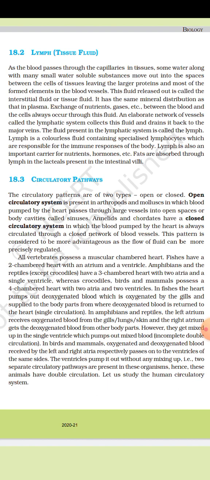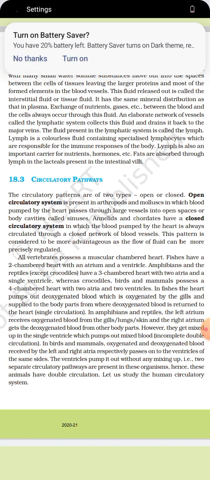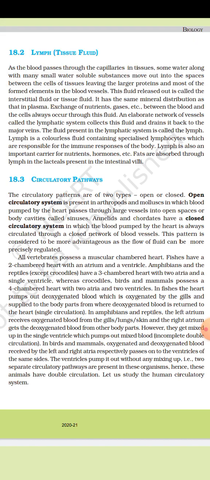Fishes have a two-chambered heart with an atrium and a ventricle. Amphibians and reptiles, except crocodiles, have a three-chambered heart with two atria and a single ventricle, whereas crocodiles, birds, and mammals possess a four-chambered heart with two atria and two ventricles. In fishes, the heart pumps out deoxygenated blood, which is oxygenated by the gills and supplied to the body parts, from where deoxygenated blood is returned to the heart: single circulation.